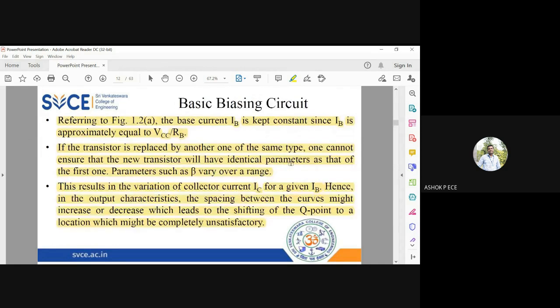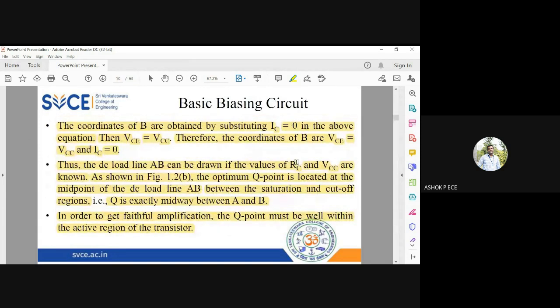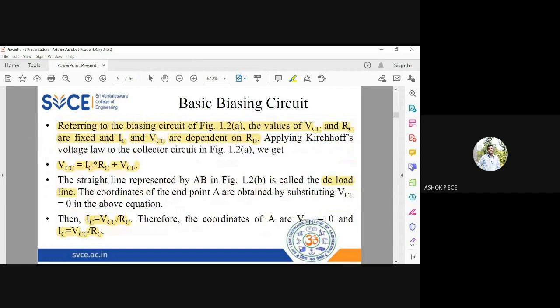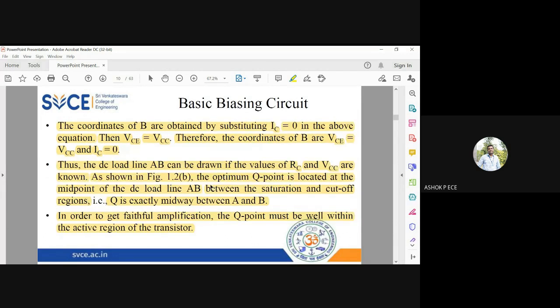Any doubts you have in the DC load line? I have explained how to draw the DC load line. This equation is used for finding your DC load line: VCC equal to IC into RC plus VCE. One condition is to put VCE equal to 0 to get one end of the load line. Another condition is to put IC equal to 0 to get the other end, and join them. You get your DC load line, and the Q point will be exactly in the middle of it. Simple. Any queries you have so far, you can ask now.